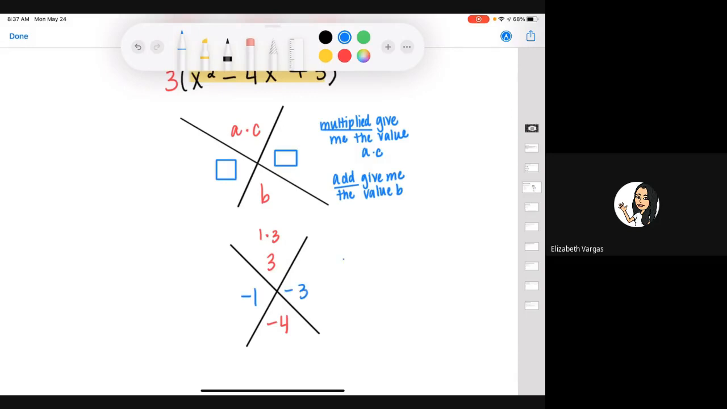How do I know that? Well, negative 1 times negative 3 is 3. That is A times C, right? A times C was equal to 3, right there. And negative 1 plus negative 3 is negative 4, which is my B. Right? And that's what I have right there, negative 4.